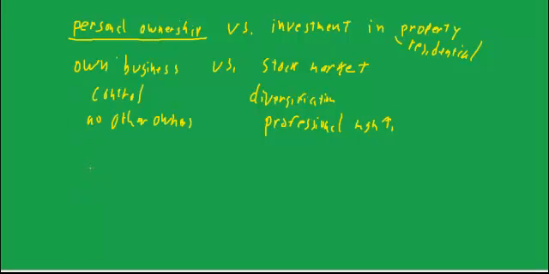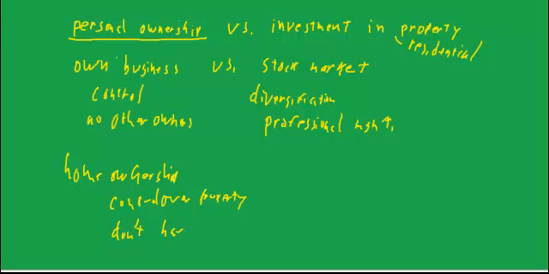You get control. So with home ownership, you get control over the property, and you don't have to negotiate with other owners. So what do I mean by negotiating with other owners?